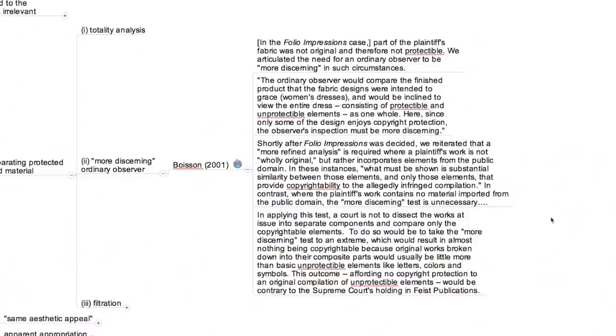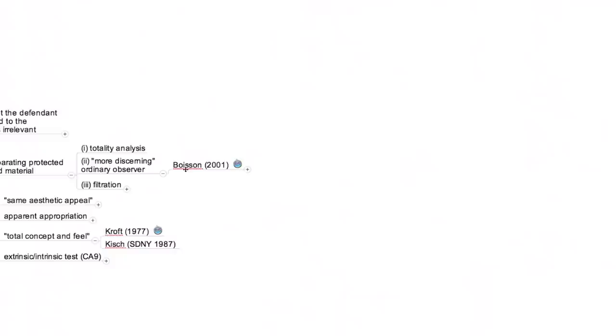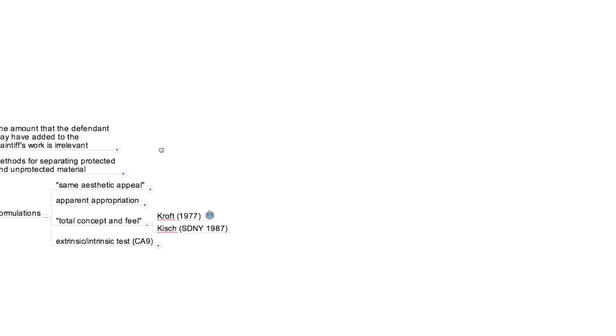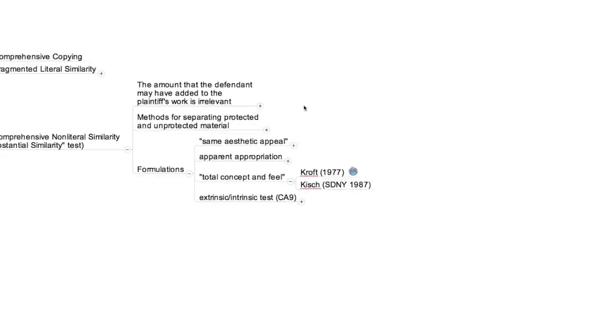As we've seen, the emphasis in all of these cases is on some variant of an ordinary lay observer. Does that mean that expert witnesses have no role in substantial similarity determinations? Not quite. Although the ultimate judgment must always be made from the standpoint of an ordinary observer, experts can help in framing the ultimate judgment. The Court of Appeals for the Ninth Circuit has developed the most elaborate, some scholars say convoluted, system for combining expert and lay analysis.